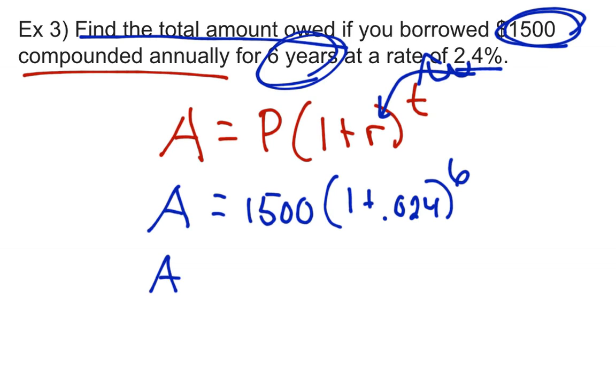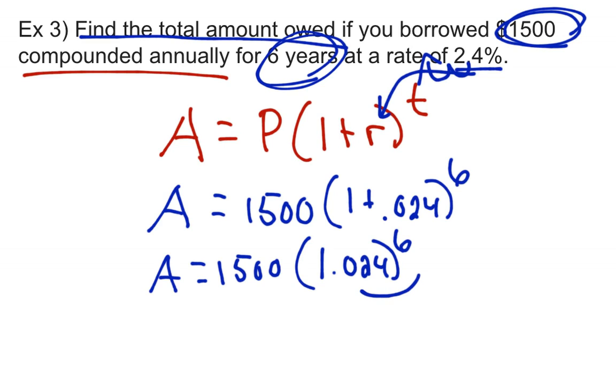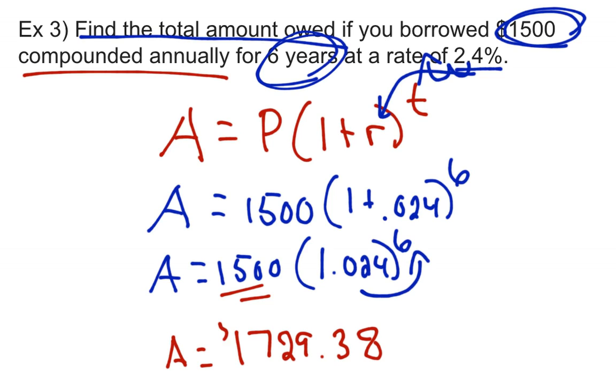All right, now just like solving any equation, you go ahead and do order of operations. So I don't do anything with the 1,500. I do parentheses first. 1 plus 0.024 is 1.024, and then that still has the exponent of a 6. Now you have to do the exponent first. So the 1.024 to the 6th power. So I type that into our calculator. The answer that you get then still has to be multiplied by the 1,500, and you should get a final answer that your total balance owed is $1,729.38 for your final answer.